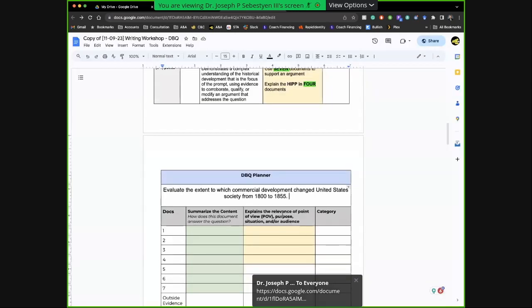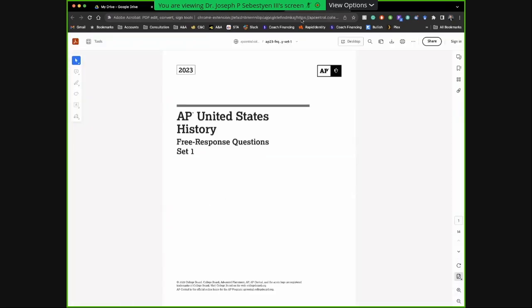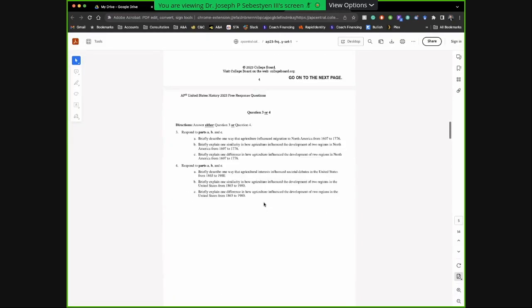So evaluate the extent to which commercial development changed United States society from 1800 to 1855. So what commercial development changed the U.S. and how much? So we're gonna break down these documents right now.